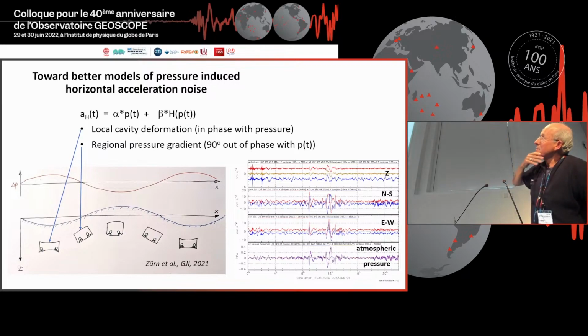And so we come up with this model of trying to model the horizontal acceleration, AH, as a linear combination of two pressure signals: the scaled version of the direct pressure measured above the vault, and a second scaled version of the Hilbert transform, which is 90 degrees out of phase with the pressure.